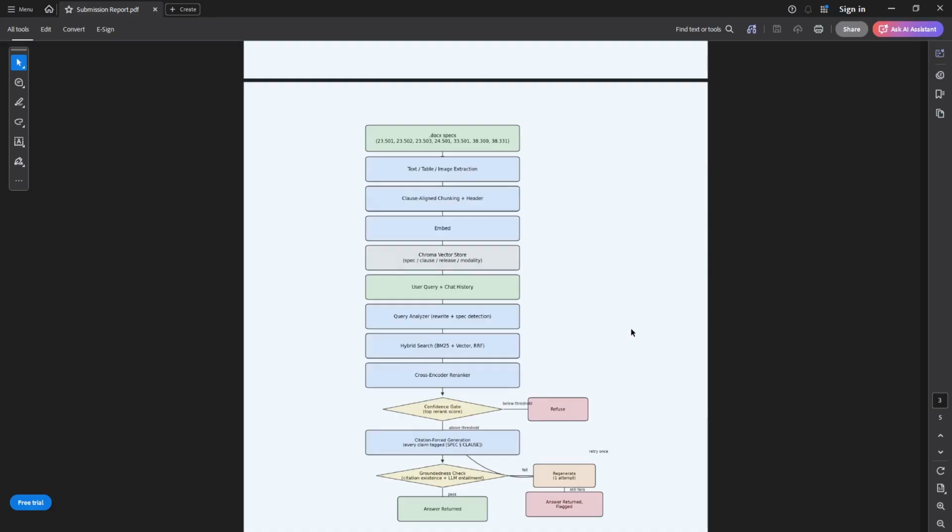A confidence gate checks the retrieval's quality before anything gets generated. If the quality is too low, the system refuses instead of guessing. Every answer that does get generated is properly cited, meaning every claim has to carry a specific clause tag. And a groundedness check verifies each citation against the retrieved text before the answer is ever shown. If that check fails, it regenerates or retries once, and if it still fails, the answer goes out clearly flagged.